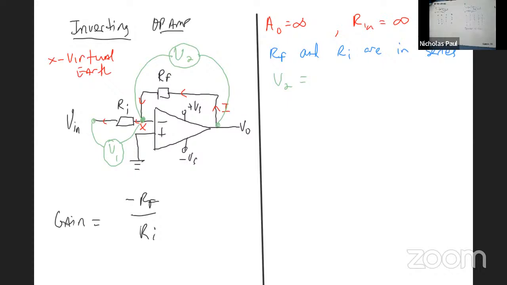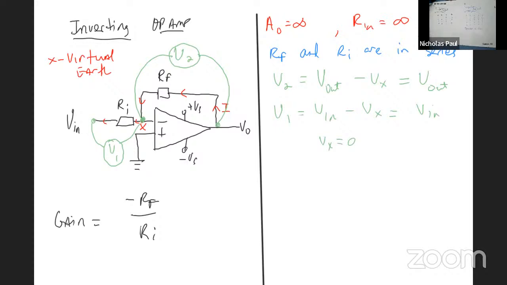So V2 will measure V out minus Vx. Okay with that? But Vx is how much? Vx is 0. So really and truly V2 is measuring V out. What about V1? It will be Vn minus Vx. But Vx is 0, right? So it is really measuring Vn. Everybody okay with that?